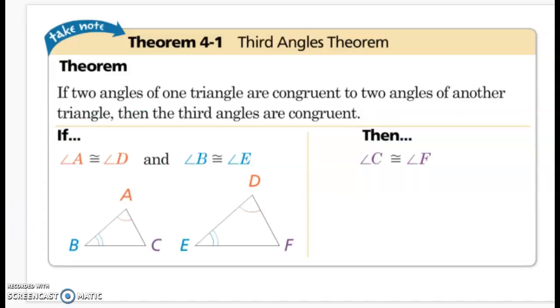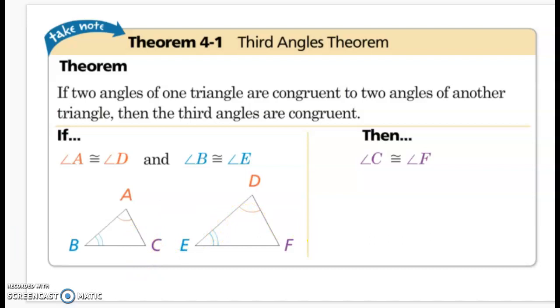The third angles theorem, this is a new theorem that we're going to look at just kind of briefly. I'm going to show you a proof here. So if we know two angles of the triangle are congruent, the third angle will have to be congruent. And this comes down to the fact that if I know two of these angles are congruent, then I can figure out what the third angle is from the angle sum. So the third angle would be the same for each one of these.